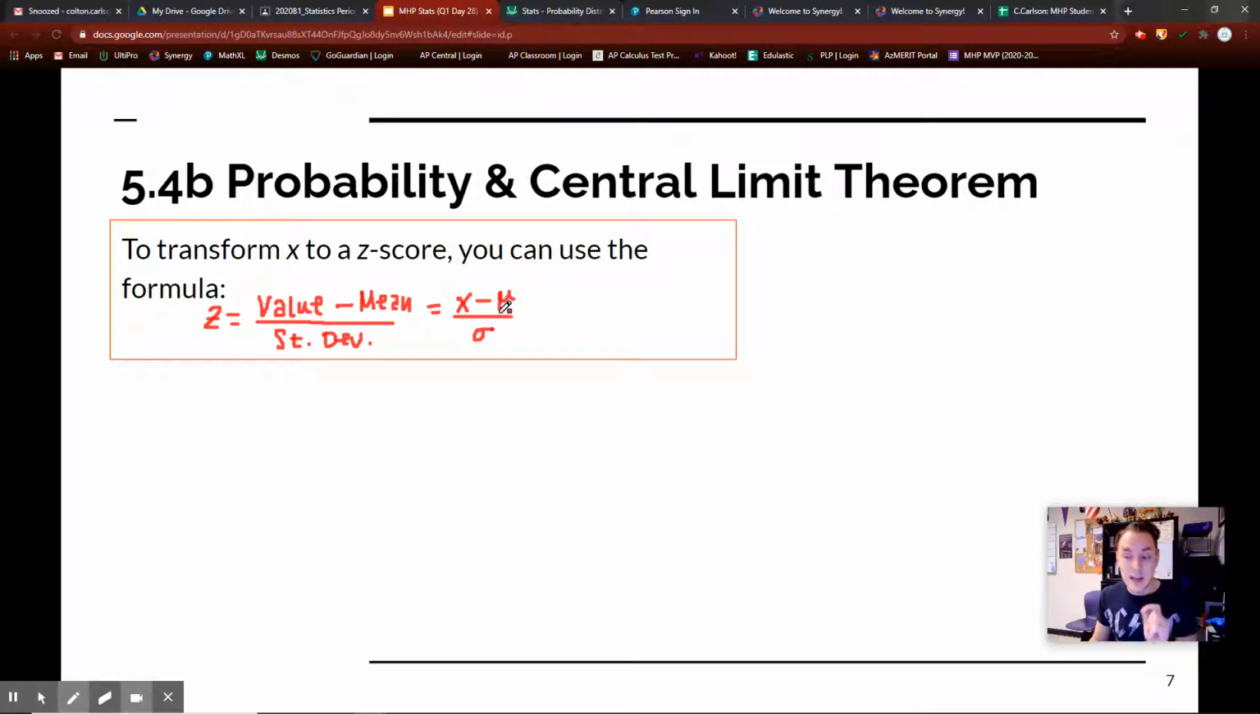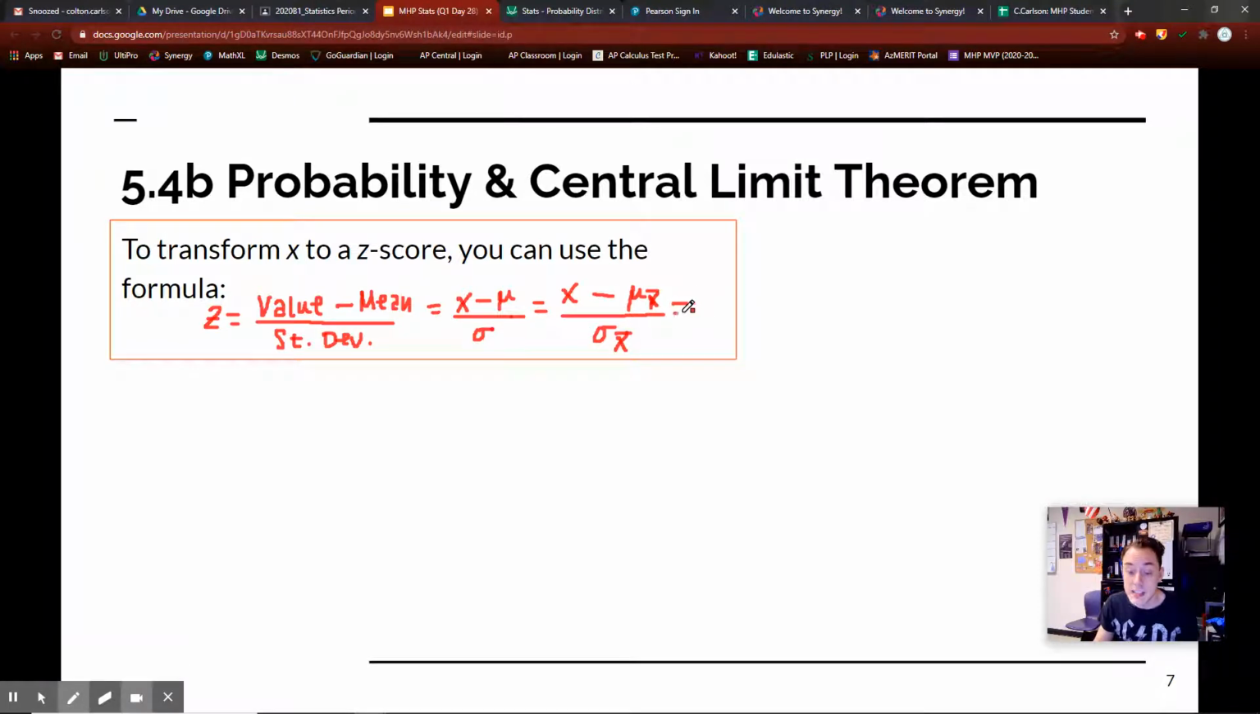Now, hold on. Since we're doing samples instead of the population, these are going to change a little bit. How are they going to change? Well, now they're going to change as such. I'm going to actually have this information. So this is going to be x, my x values, whatever they are, and then minus my sample mean, all over my sample standard deviation.